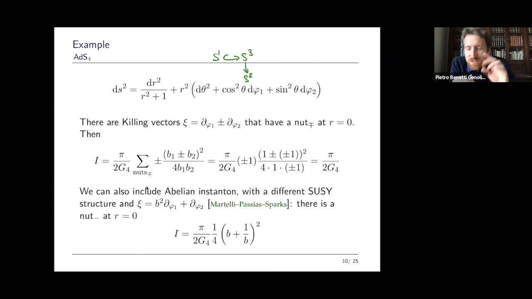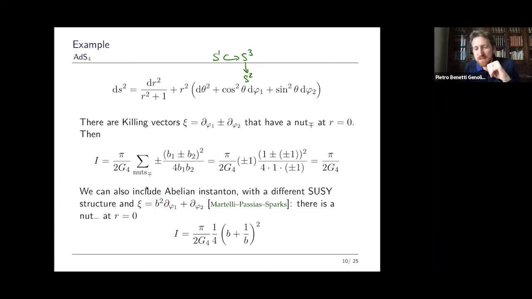However, AdS4 is very particular because it's a solution to the Einstein equation with zero gauge field, but it's also a solution of the Einstein equation if you add a gauge field. In particular, you can add an abelian instanton, so something that satisfies F equal to star F. The supersymmetric structure is different because the Killing equation is different, and the Killing vector formulated out of that supersymmetric structure has this form.